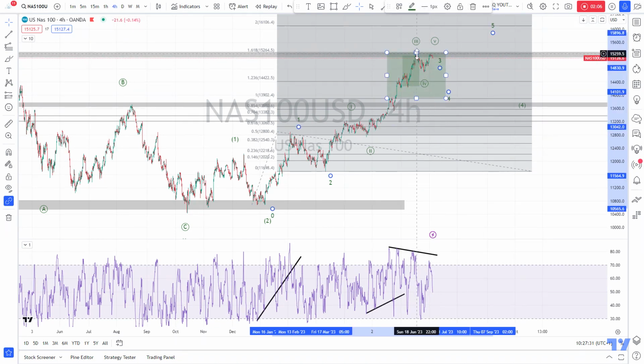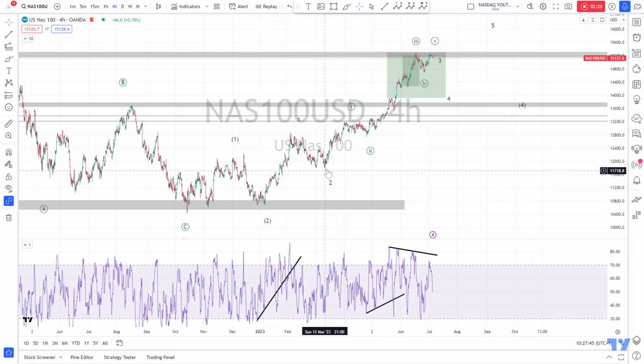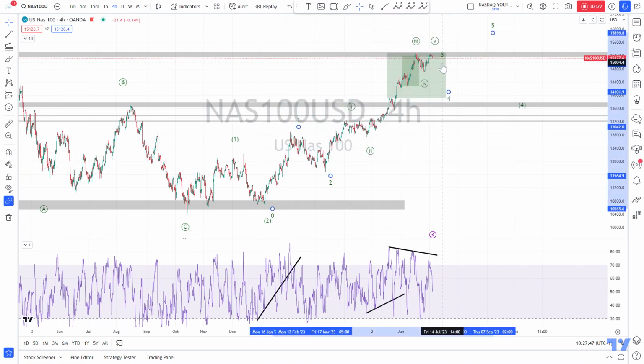And as you can see, from this high, we had a perfect touch of the upper boundary, the 1.618 FIB extension, and then we already had a first reaction to the downside. Also, if we look at the internals of this wave 3 here, then I believe this was our wave 1, this was our wave 2.